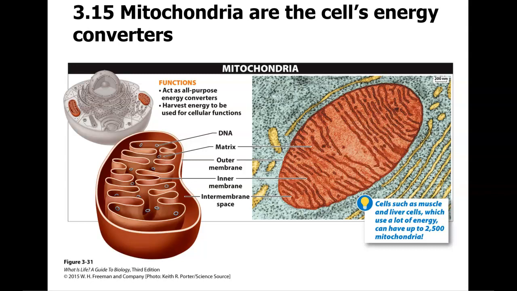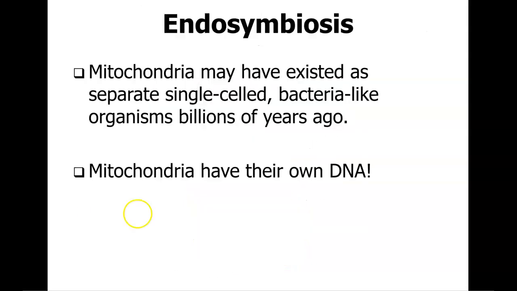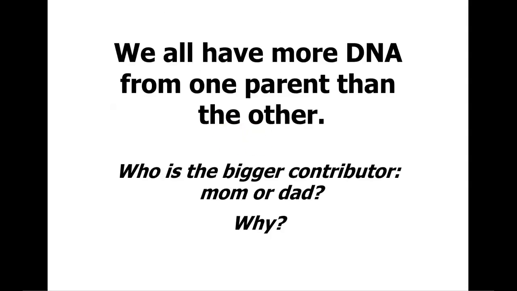Cells such as muscle and liver, which use a lot of energy, are going to have up to 2,500 mitochondria per cell. It also has an intermembrane space and a matrix, and lots of times is referred to as a sac within a sac. So we just talked about this endosymbiosis, where they think it may have existed separately as a single-cell bacteria-like organism outside of that cell. And then it was engulfed and started to work together with that cell.